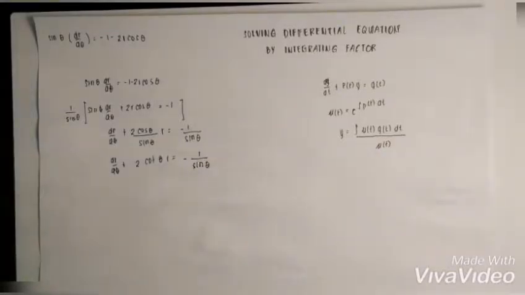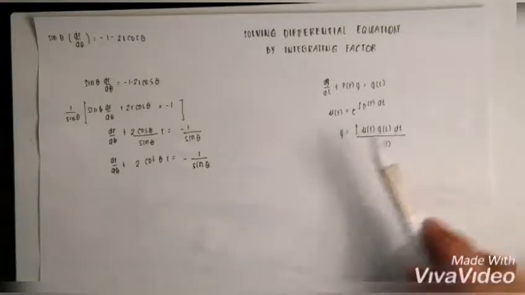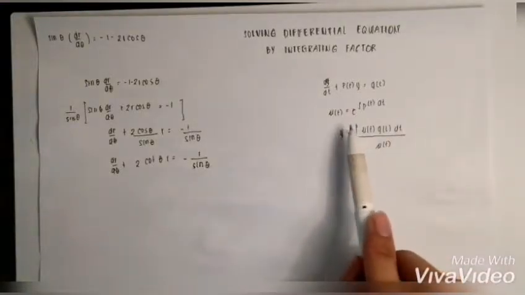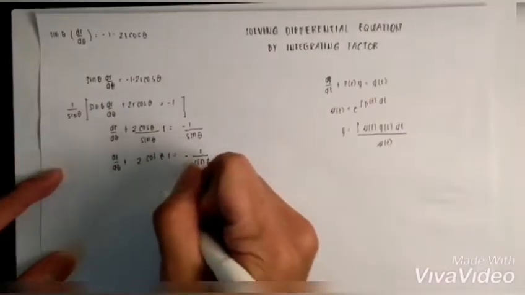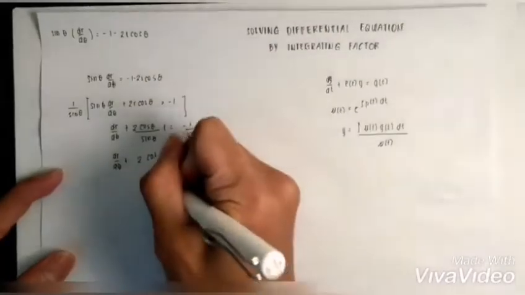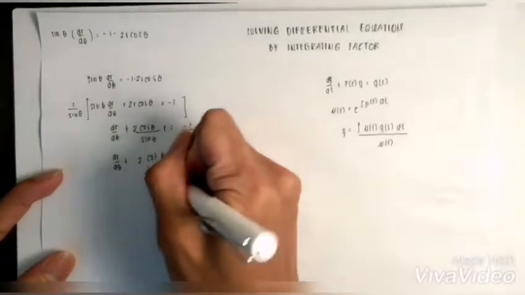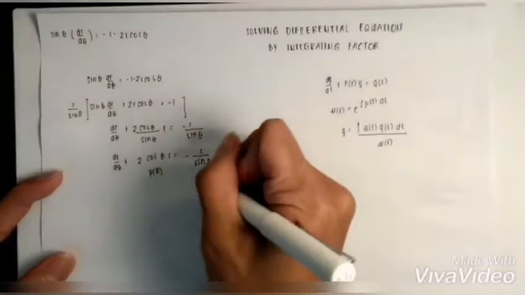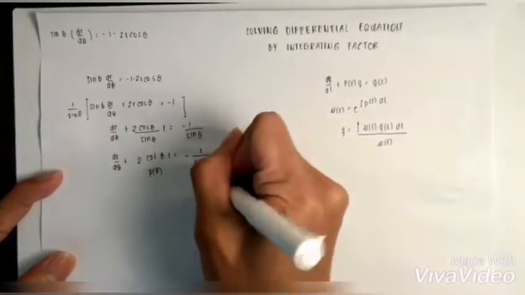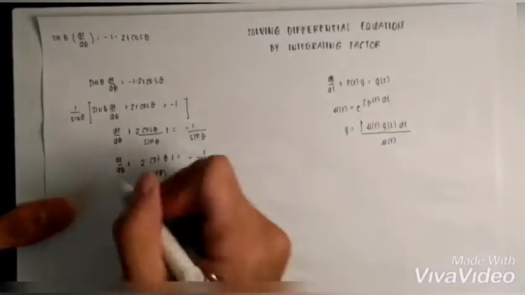Now, the next step is to introduce this, which is mu of t is equal to e raised to integral of p of t dt. So again, itong 2 cot theta, that is actually our p of theta. And negative 1 over sine theta, that's basically our g of theta. Okay, so next, we're going to be introducing this mu of t.